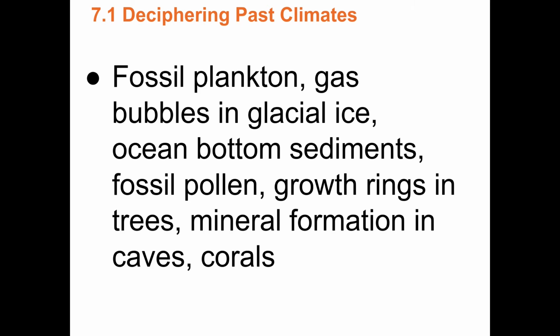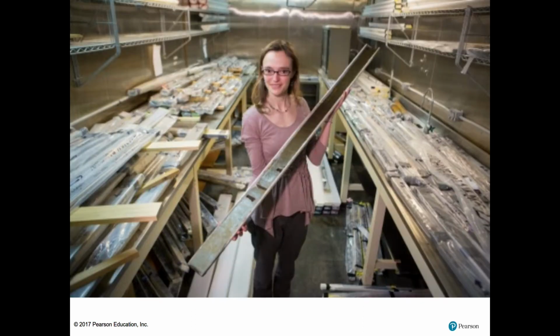Real proxy records are things like plankton, fossil plankton, gas bubbles in ice, ocean sediments, fossil pollen, very important source of data, fossil pollen, growth rings on trees, mineral formations in caves, coral reefs, all of those are sources of data about past climates. Here is a lady researcher holding a tube of dirt that has been cut in half so that they can look at the layers of dirt.